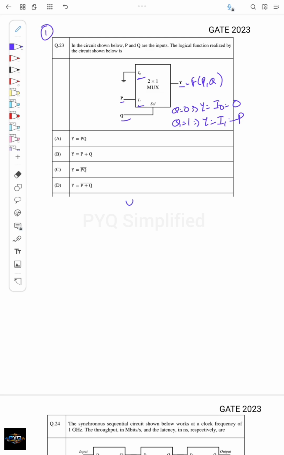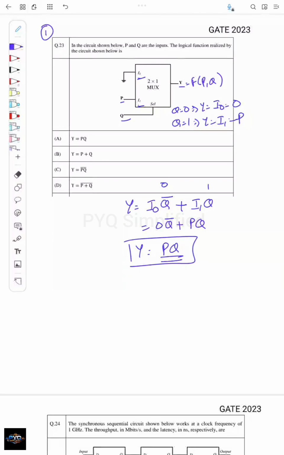So how can I write Y? Y is equal to I0 into Q bar, that is when Q is equal to 0, or it will be I1 when Q is equal to 1. Fine. So I will substitute I0 is 0 now, 0 into Q bar plus I1, which is P now, and Q. So this is PQ. So Y is equal to PQ. So the answer is A.